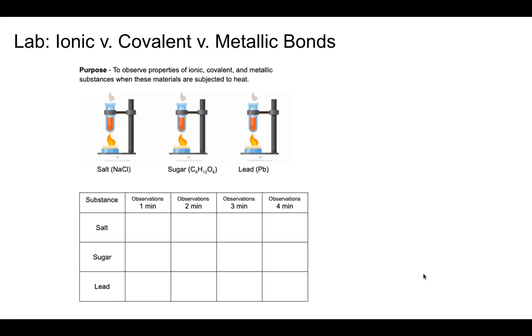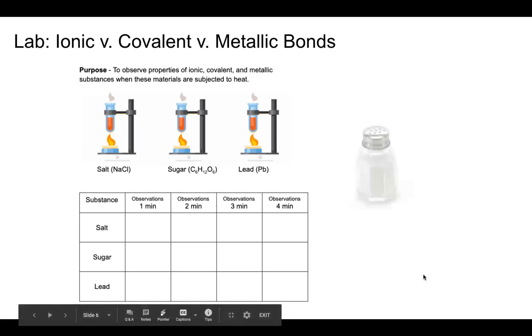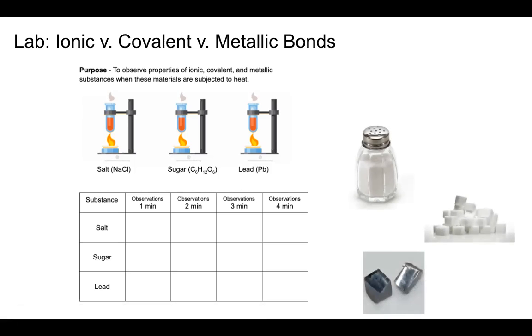All right. And so we're going to look at some different substances and try to see what effect heat has on them, and then maybe tie that in a little bit to the type of chemical bond that's holding that material together. So we're going to use a little salt, we're going to use a little sugar, and we're going to use some lead. Okay.